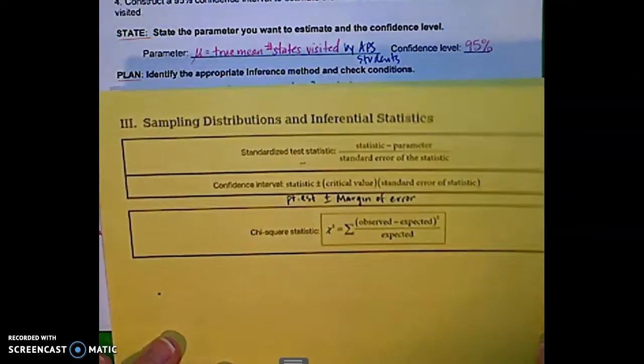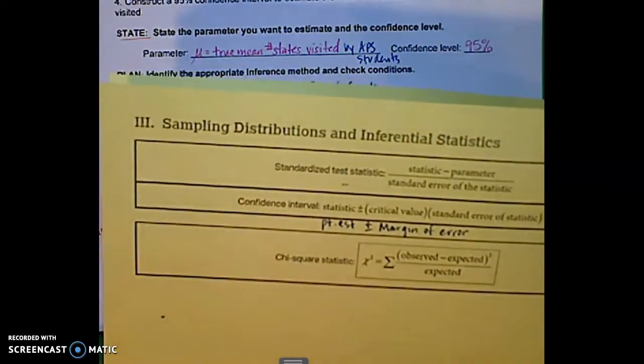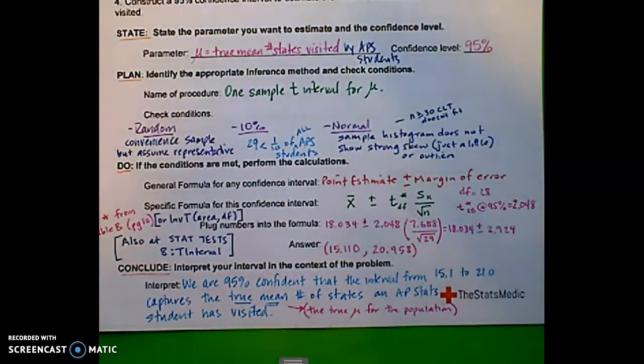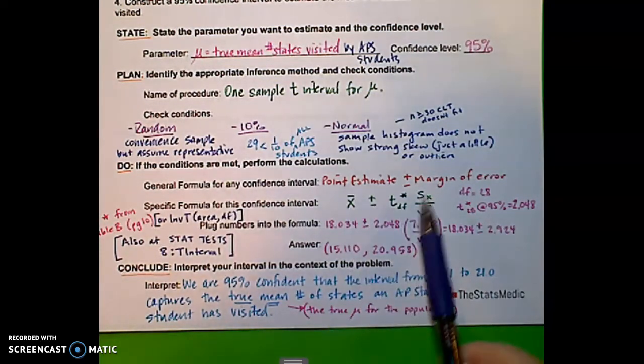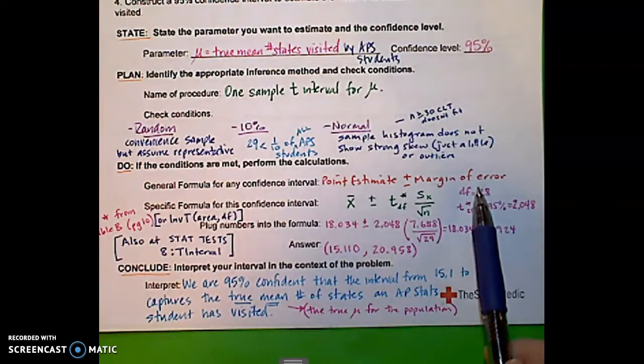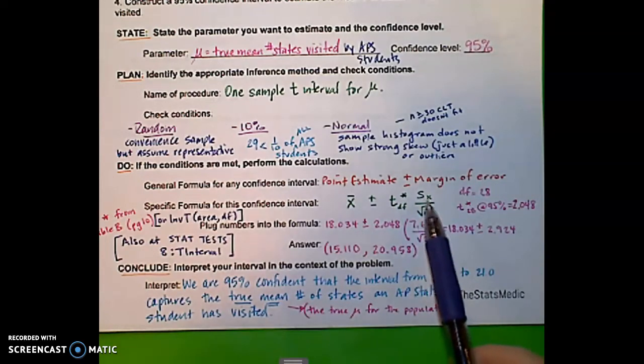Remember, that note's not going to be there for your AP test, but you can use it in this class for practice. Okay, so the point estimate is x bar plus or minus the margin of error. For an inference on means, that's our t critical value based on some degrees of freedom times the standard deviation of our sample divided by square root of n.